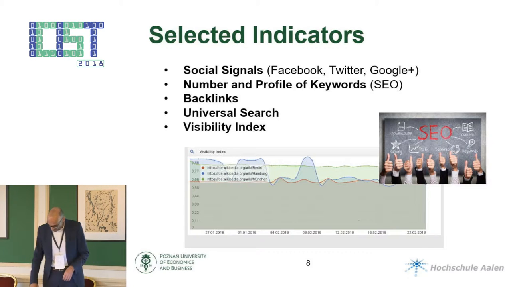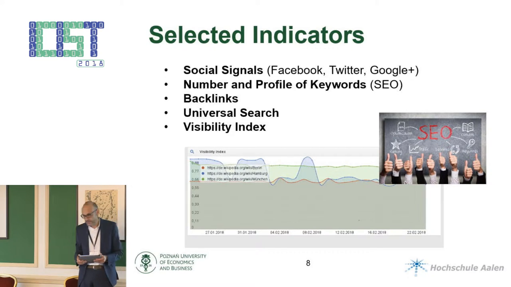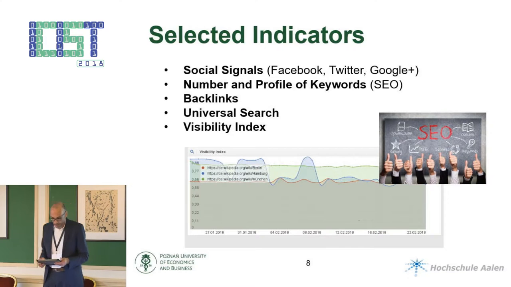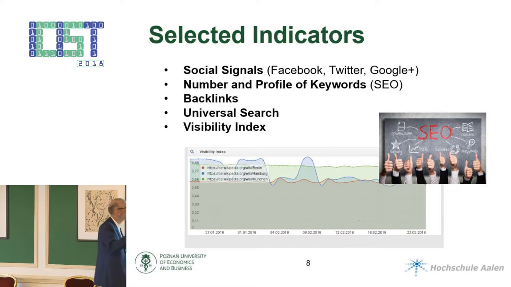We used social signals, and this indicator, of course, covers a large scale of social networks like Facebook, Twitter, Google+, LinkedIn is also implemented in the SysTrick toolbox, and Pinterest. Then we used the metric SEO. It's called SEO in the tool. This metric shows the number of different keywords of a domain, which are achieved in the top 100 SERPs. SERPs means search engine result pages.